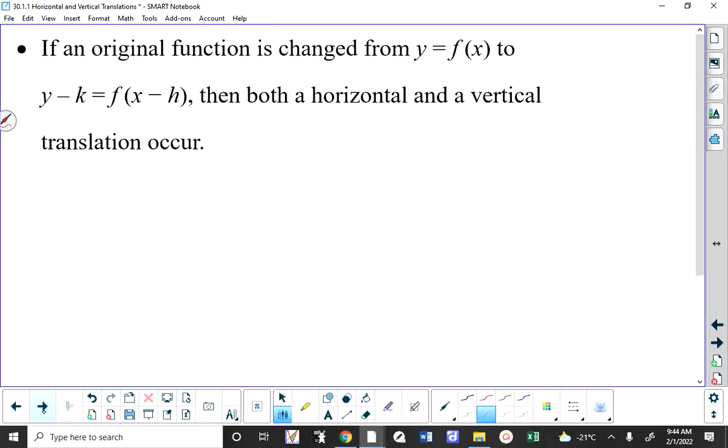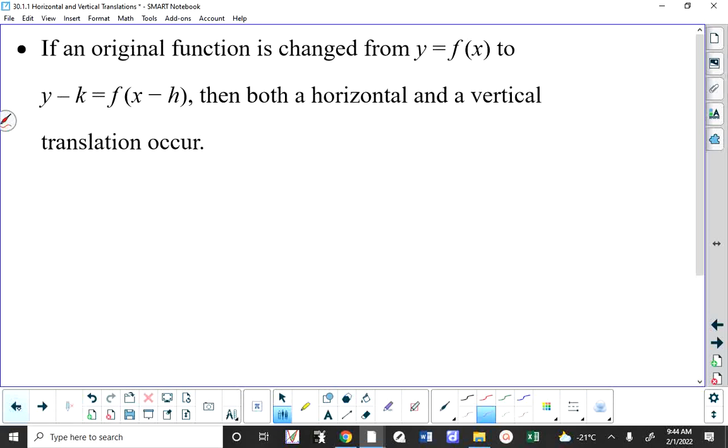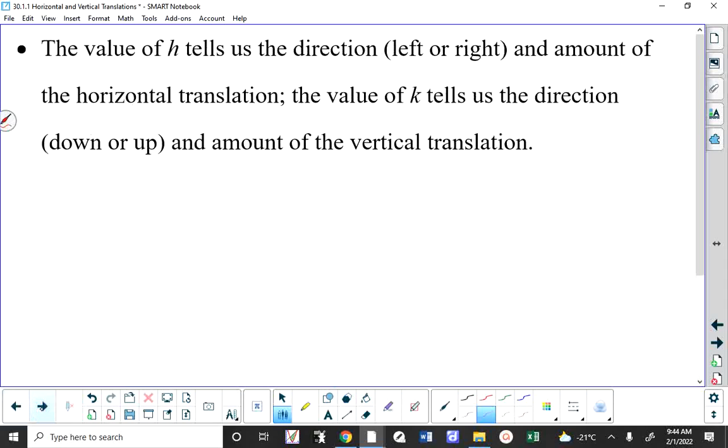If you go from y equals f of x to y minus k equals f of x minus h, then there's a horizontal and a vertical translation. That's all. These two things don't have to happen separately. They can happen to the same function. And again, it's much better to write y equals, adding that k to the other side, if you want.